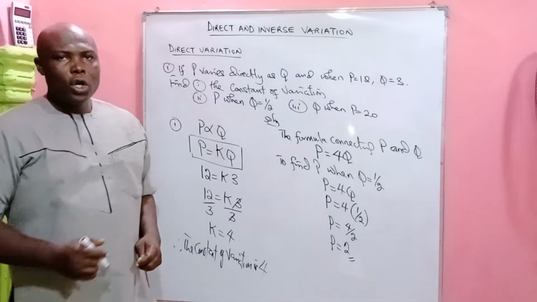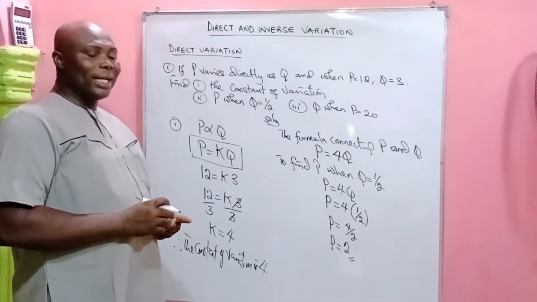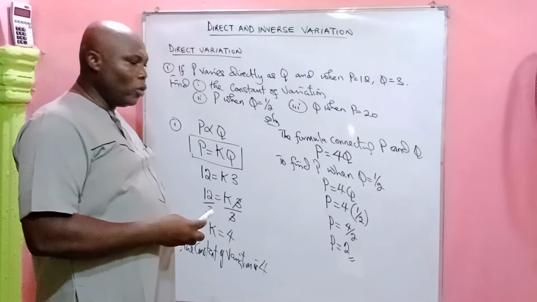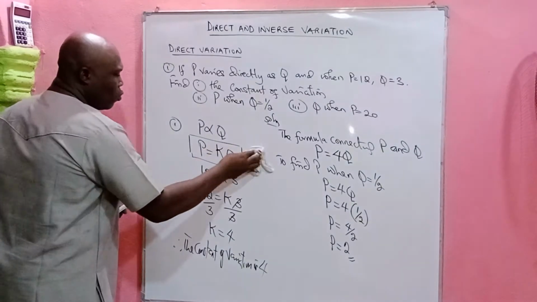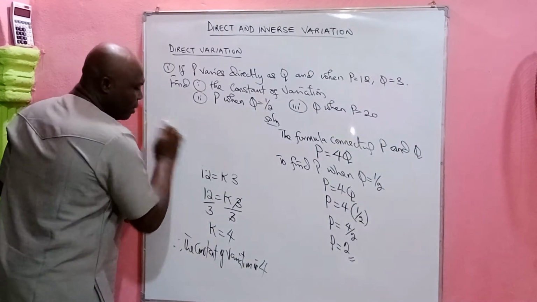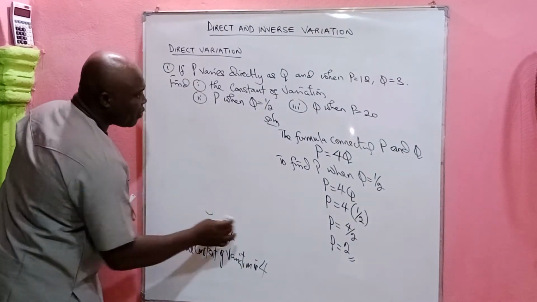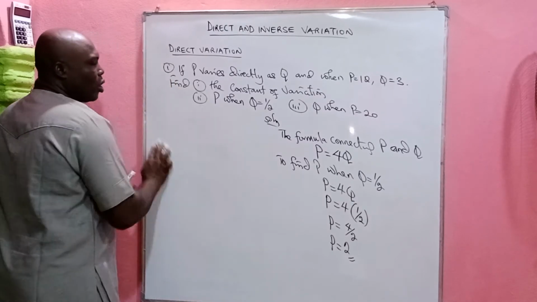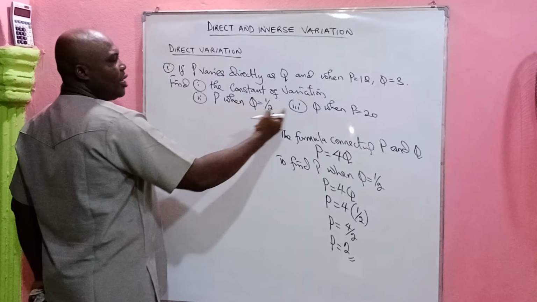It's that simple. Once you have gotten the formula connecting them, it's quite easy to find any other problem that follows. All right, so let's take the second one. There is a second problem that follows. Now they want us to find Q when P equals 20. All right, so we bring it out to find Q.